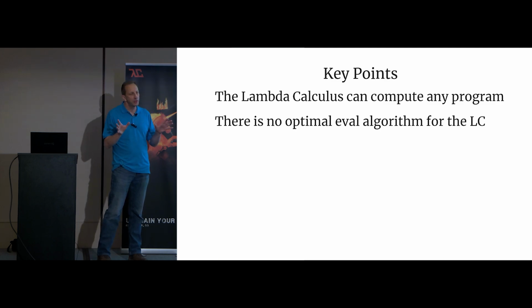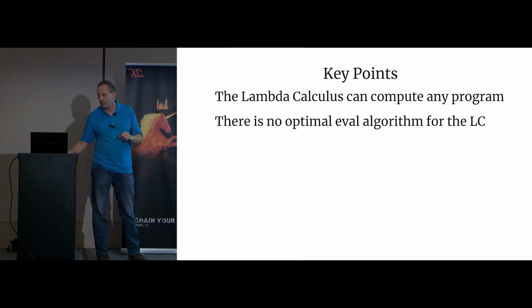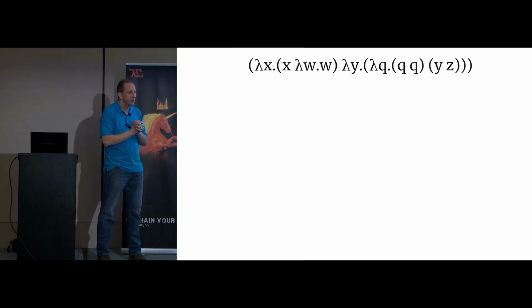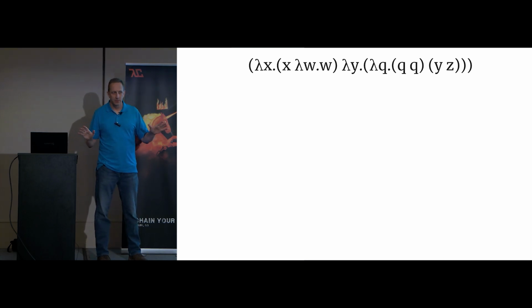And this kind of breaks down, you can think of it as the difference between lazy and strict. Languages like C or Java or whatever are strict and Haskell is lazy. No matter which option you choose, in some expression, some algorithm, some program, you're going to be doing work that's unnecessary. So there is no optimal evaluation algorithm for the lambda calculus. Okay. Everybody with me? All right.